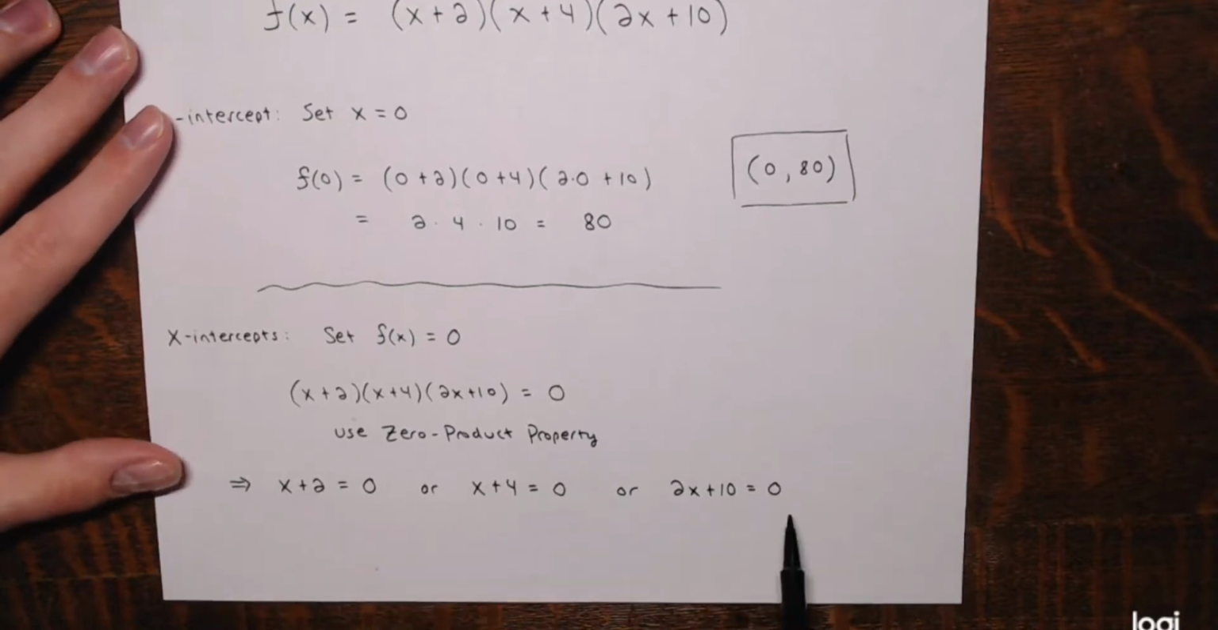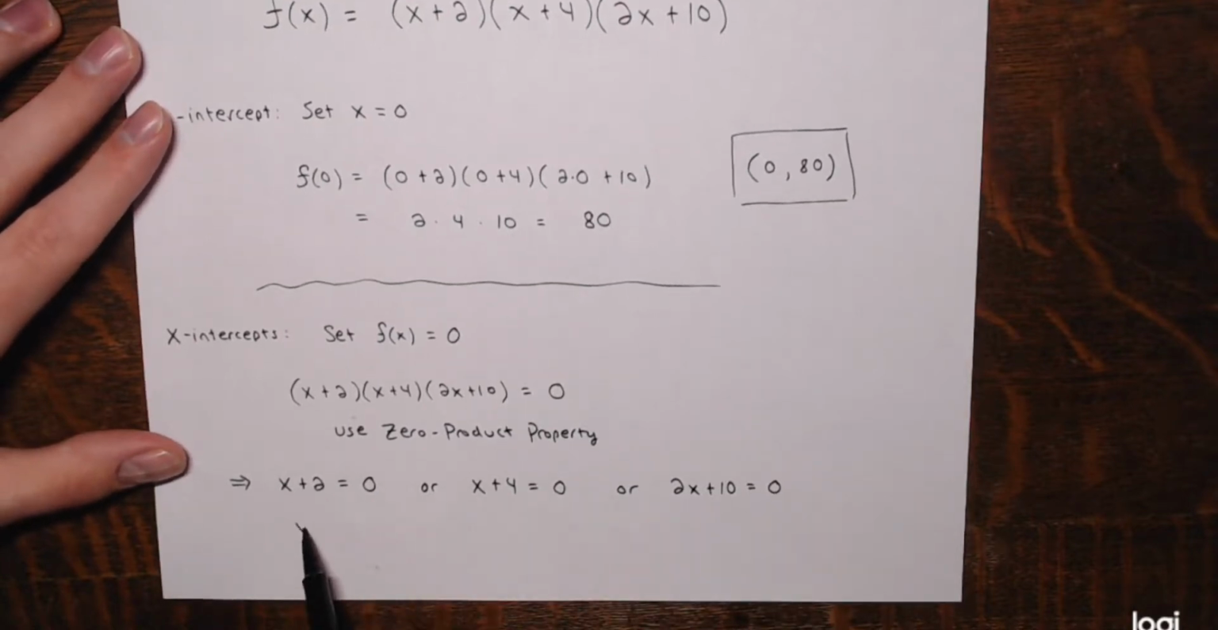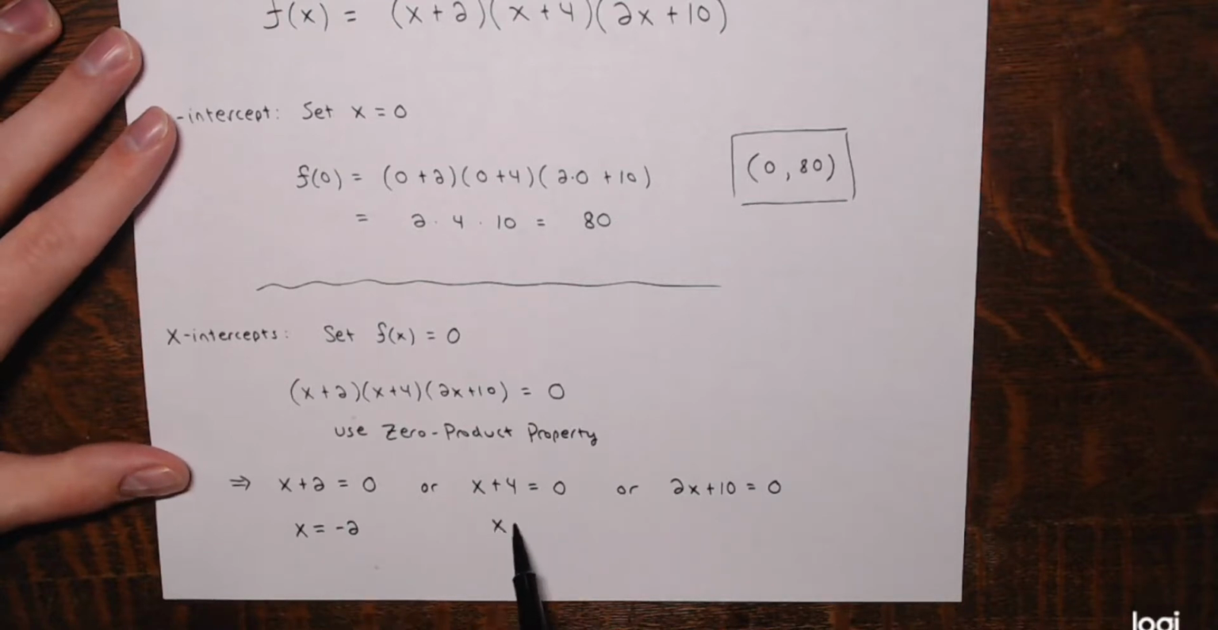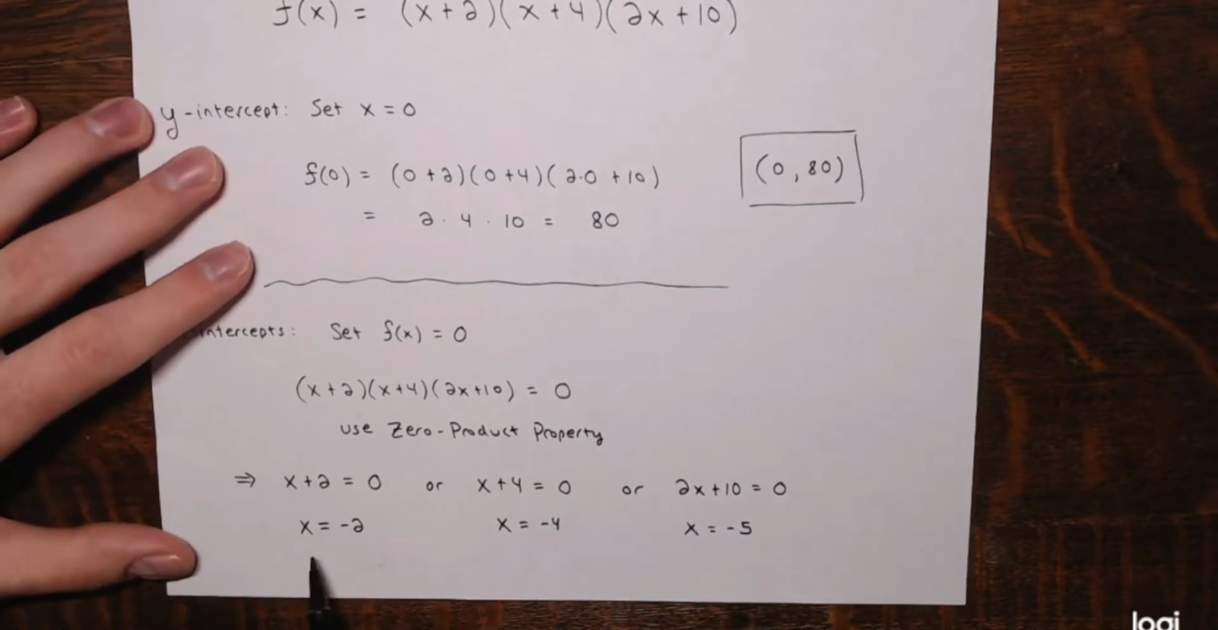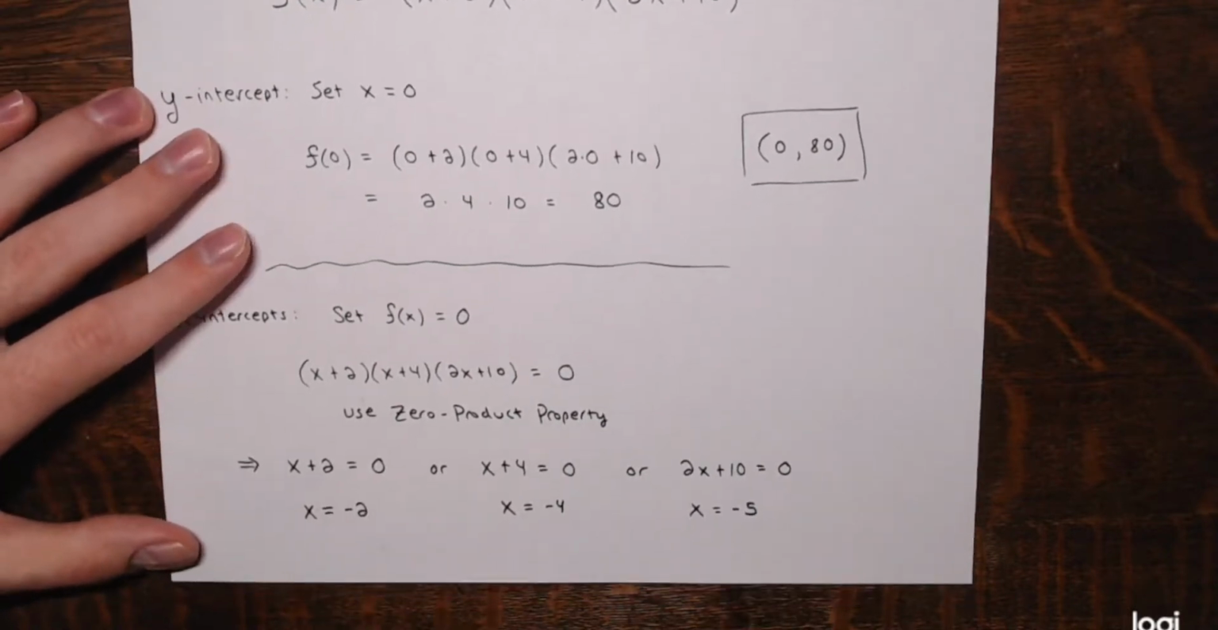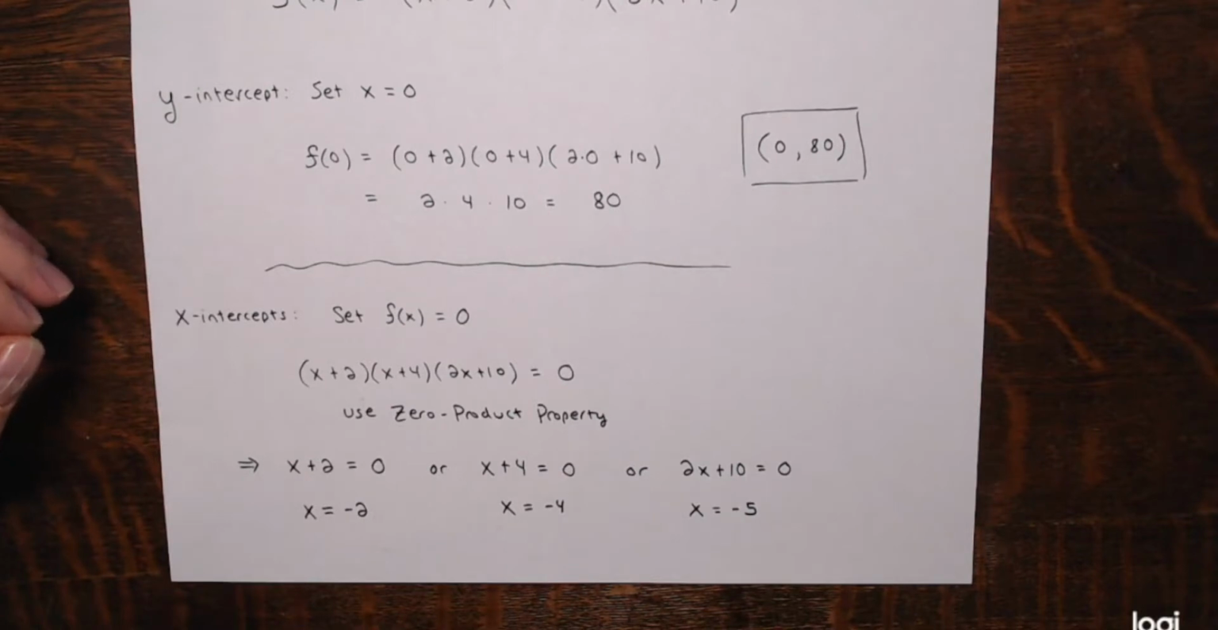And then we solve each of these. Now here, subtract 2 from both sides, x equals negative 2. Here, subtract 4, x equals negative 4. Here, I'd subtract 10, but then have to divide by 2. Negative 10 divided by 2 would be negative 5. And there are the 3 x values for the x-intercepts.